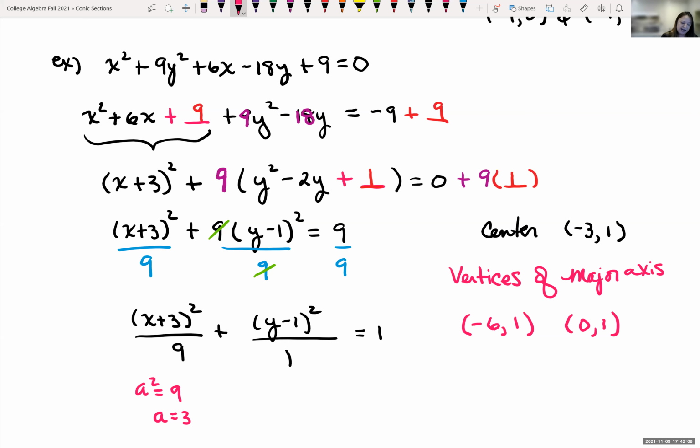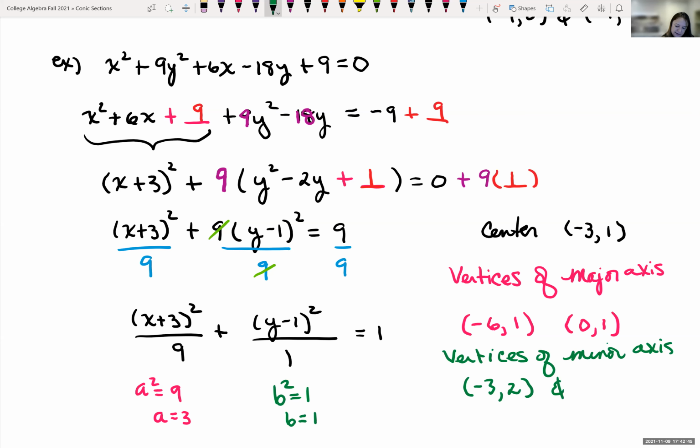And so now let's look at the vertices of the minor axis. Well, my b value, b squared is 1. It's a length, so it's always positive. Taking the square root of both sides, b is 1. And so we're going to add and subtract 1 to the y value of my center. So I have negative 3, adding 1 to 1, I get 2. And negative 3, subtracting 1 from 1, I get 0.